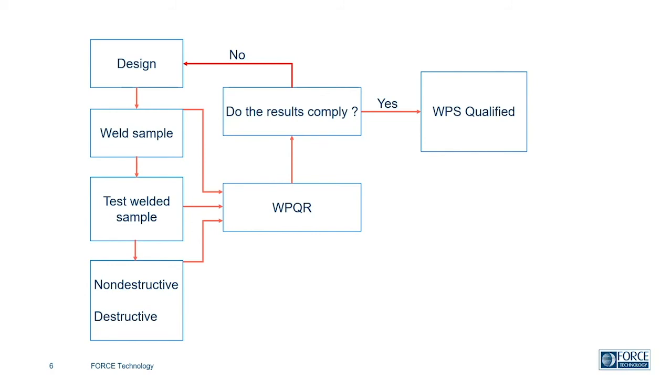Those results are then analyzed, assessed and examined. If the results comply with the requirements, then a welding procedure is qualified. If, however, those results do not comply with the requirements, then we need to start all over again somewhere on the left-hand side. And it varies from condition to condition. But that is the general flow of activities.